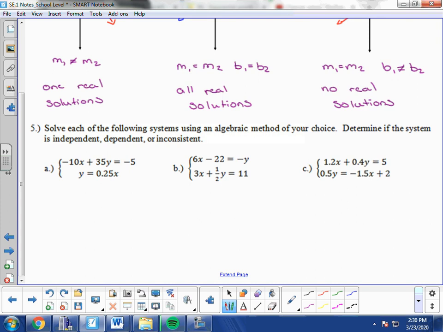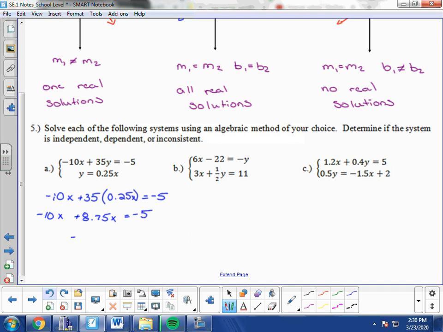Okay, hopefully you got a solution. I'm going to use substitution here because y is already by itself. You could use elimination, and it wouldn't be too difficult, but this one's pretty quick with substitution. Negative 10x plus 35, I'm going to substitute the y, replacing it with 0.25x, and that equals negative 5. As I simplify, negative 10x plus 8.75x, distributing the 35 into the 0.25, equals negative 5.